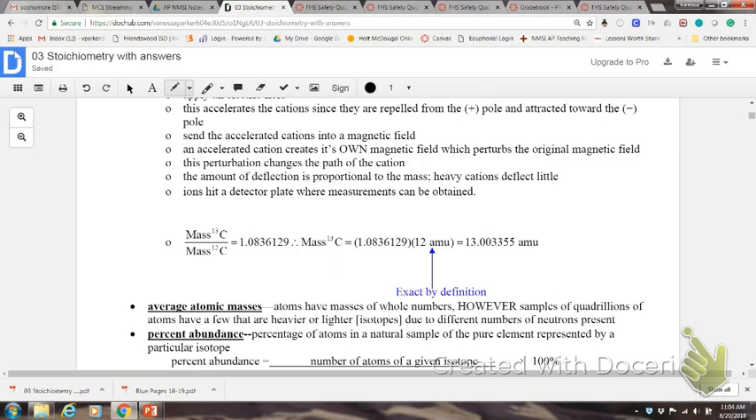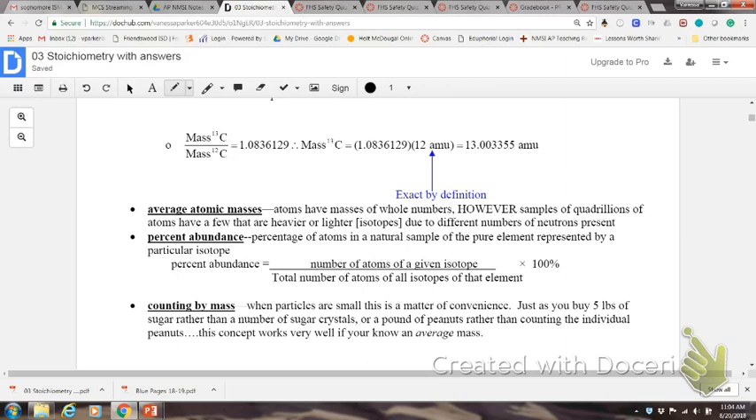But by definition, carbon-12 is exactly 12 AMU. Average atomic mass, if you remember, is the average of all of the isotopes. It's a weighted average. Percent abundance is how much of that isotope is present, so the number of atoms divided by the total number of all the isotopes would give you a percentage. For instance, in hydrogen, the vast majority of the atoms are the one without the neutron, and that's how they get percent abundance. And remember, the average atomic mass is what's on the periodic table, not the individual atoms or the individual isotopes.